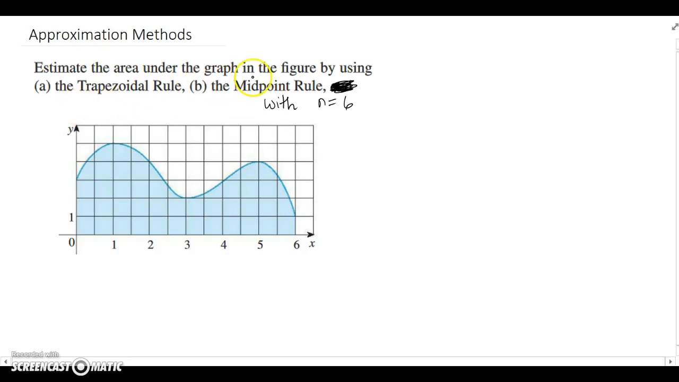Okay, it says estimate the area under the graph by using the trapezoidal rule and then the midpoint rule with n equals 6. So we're going to make 6 subdivisions. We don't have a function to punch into our calculator to spit out the value for us, so we're going to have to do the actual approximation ourselves. So let's start with the trapezoidal rule.